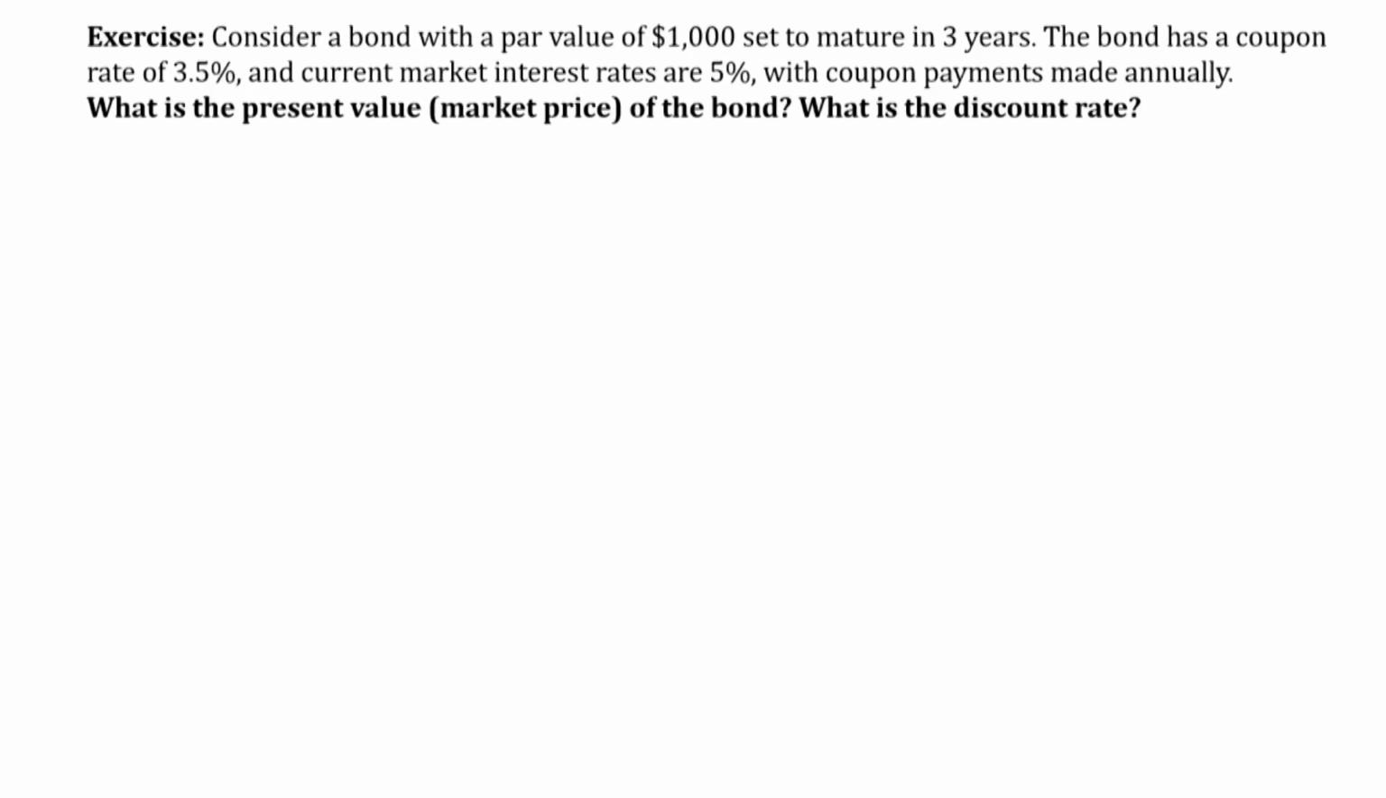To make this idea simple, I am providing an illustrative example. Consider a bond with a par value of 1000 set to mature in 3 years. The bond has a coupon rate of 3.5% and the current market interest rate is 5%, with the coupon payment made annually. Normally the coupon payment is made every 6 months, but for the sake of simplicity I have presented it annually. So what is the present value, the market price of the bond? What is the price of this bond, in other words?